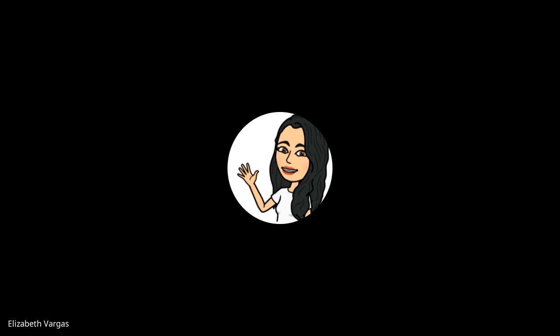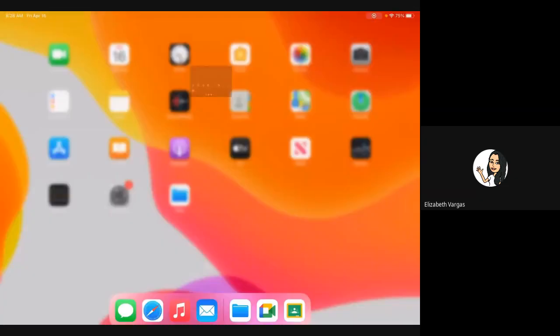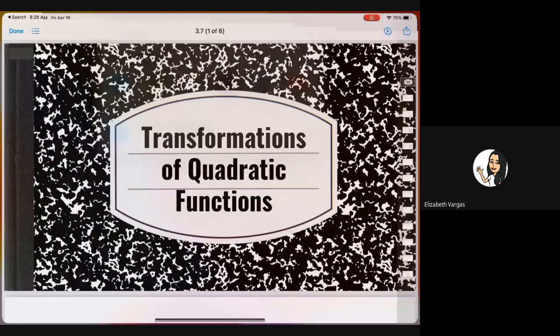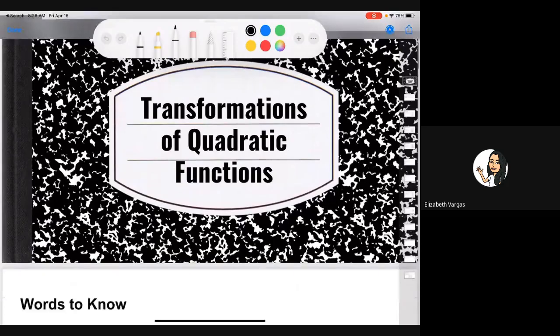Okay, sorry about that. So let me go ahead and dive right in to today's lesson. Today we're going to look at transformations of quadratic functions. Basically, we have the standard form for our quadratic functions, and we're going to look at what we do to transform that, to move it around, to make different transformations.